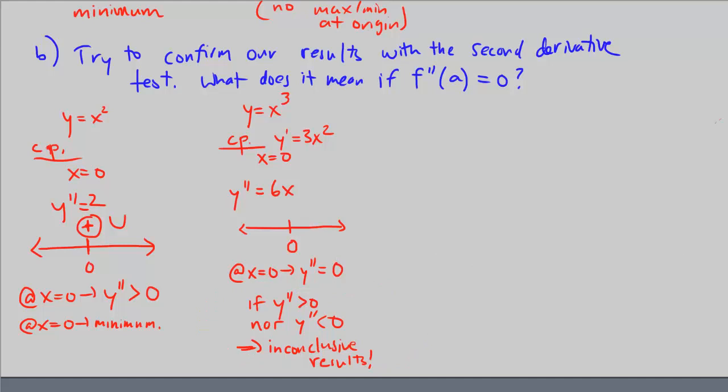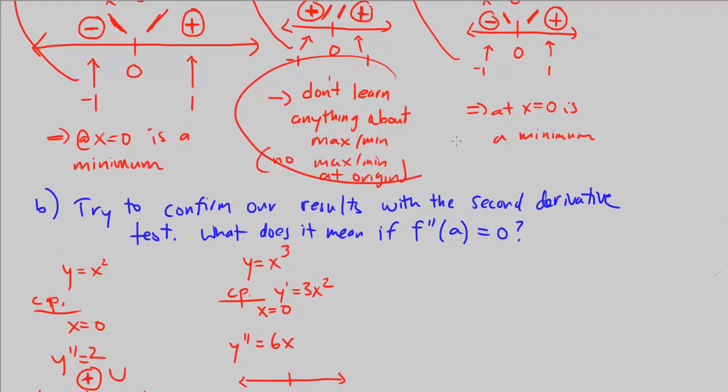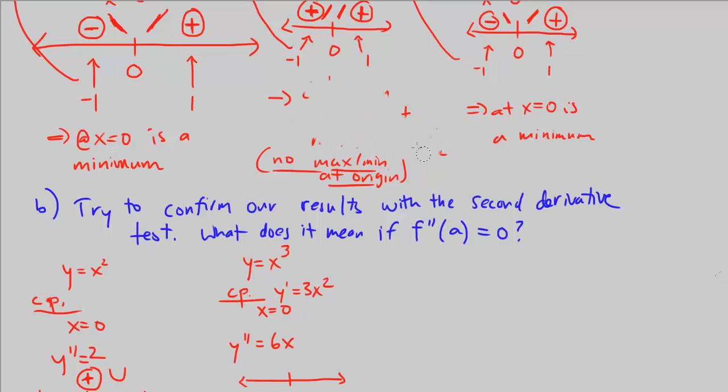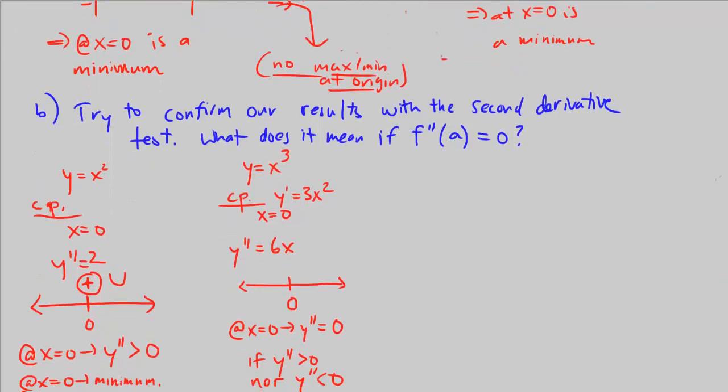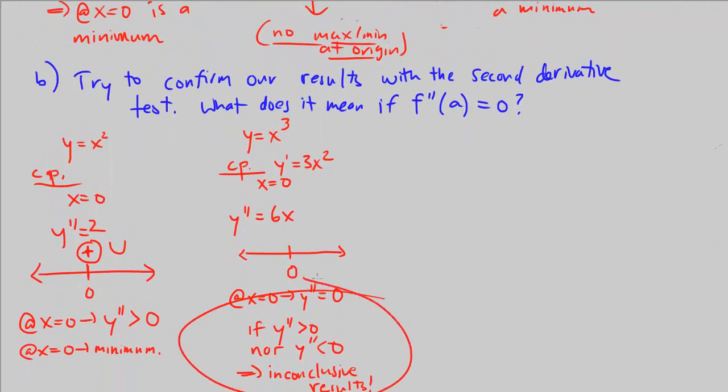We know already from part A that there are no maximum or minimums at the origin. We don't learn anything special about them because there are none. Well, I better erase that. We do learn something. We learn that there are none of them. Let's erase this whole thing because we learned that there are none from the first derivative test. Since it's going up, there are no maximums or minimums at the origin. But here we have inconclusive results, right?